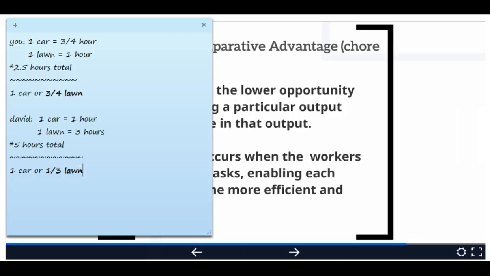And the law of comparative advantage says the person with the lower opportunity cost should specialize in producing that output. In this example, David should specialize in washing cars. Because David has a lower opportunity cost for washing cars, you must have a lower opportunity cost for mowing lawns. So you should specialize in mowing lawns.